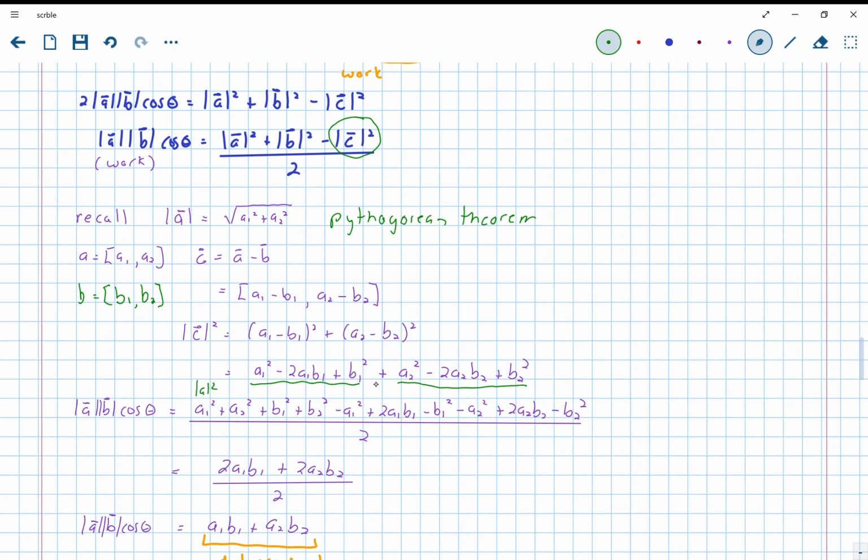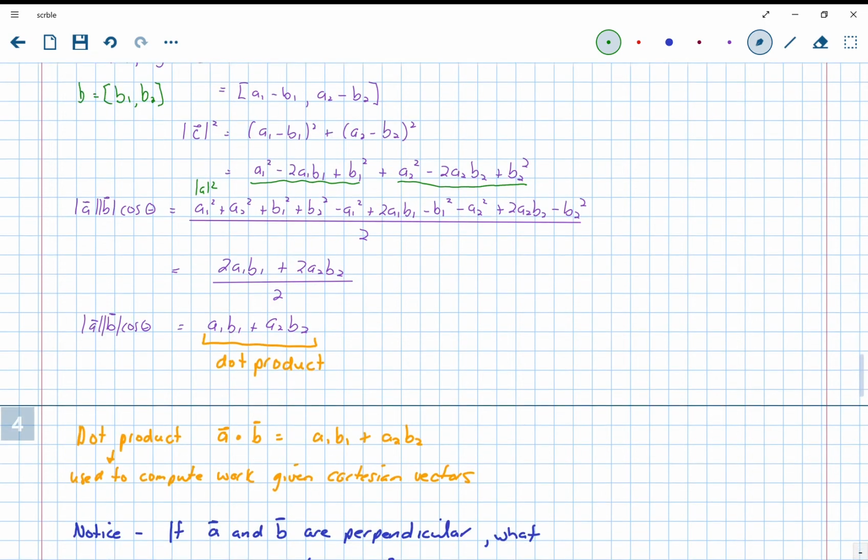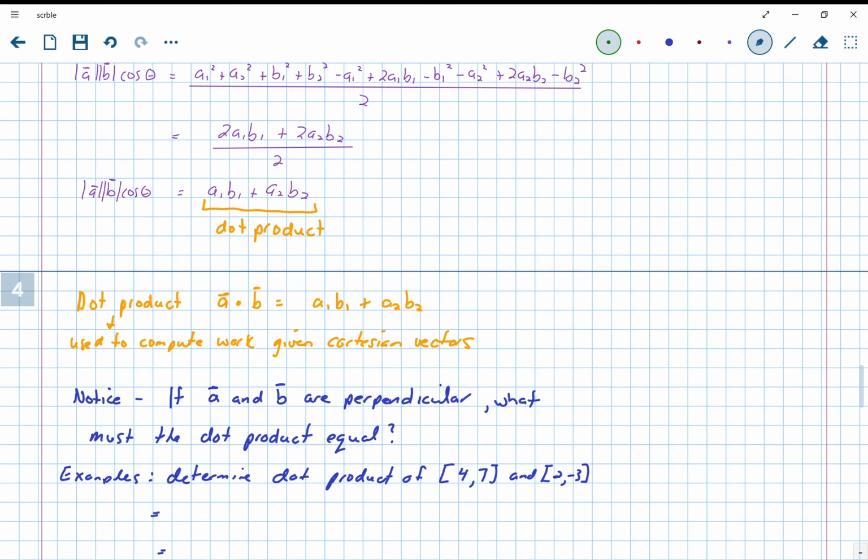Okay, and now if we look up at this line here, we can cross out a bunch of things, and it all reduces to this, which is 2 times A1 B1 plus 2 times A2 B2 divided by 2. And then the 2's divide out, and we get that the magnitude of A times the magnitude of B cos theta is simply equal to A1 times B1 plus A2 times B2. Right, and that is the dot product for Cartesian vectors.